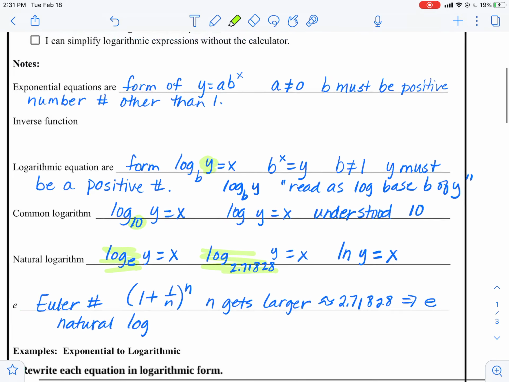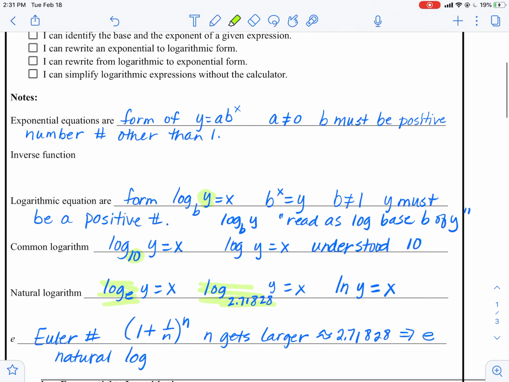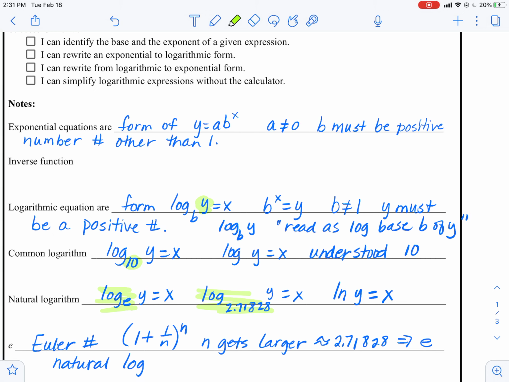I'm going to stop with the definitions, and we're going to start doing some problems, but we'll go on into another video so that we're not too long on videos.